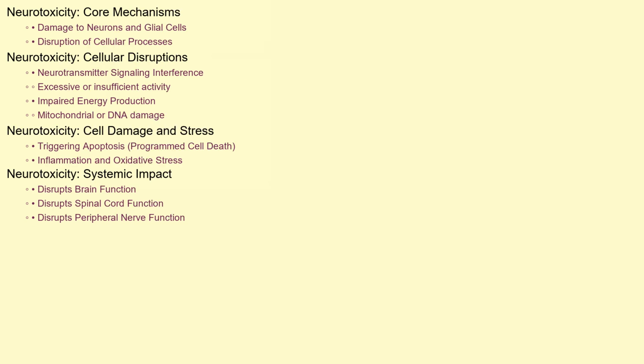At its core, neurotoxicity involves damage to neurons and glial cells, the essential building blocks of the nervous system. Neurotoxins can disrupt various cellular processes. They might interfere with neurotransmitter signaling, leading to either excessive or insufficient neuronal activity. They can also impair energy production within neurons, damage cellular structures like the mitochondria or DNA, or even trigger programmed cell death, known as apoptosis. Inflammation and oxidative stress often accompany these processes, further contributing to neuronal damage and dysfunction. This cascade of events ultimately disrupts the normal functioning of the brain, spinal cord, and peripheral nerves.